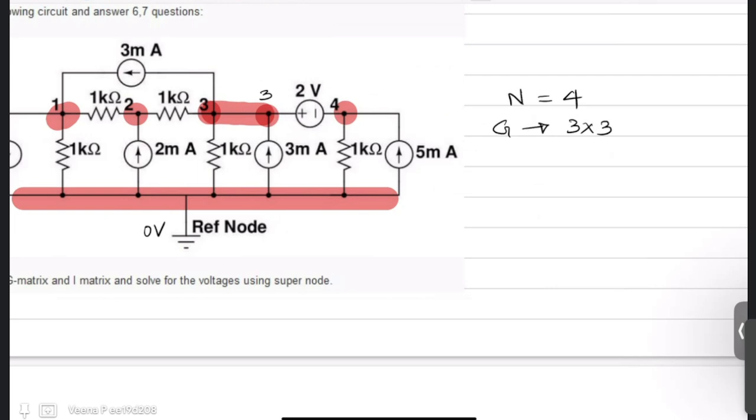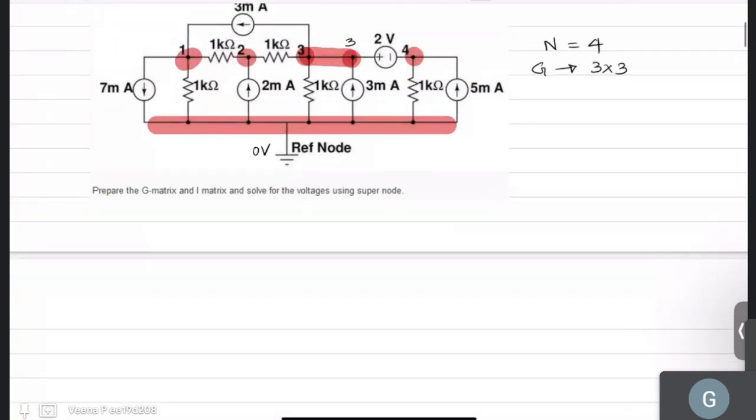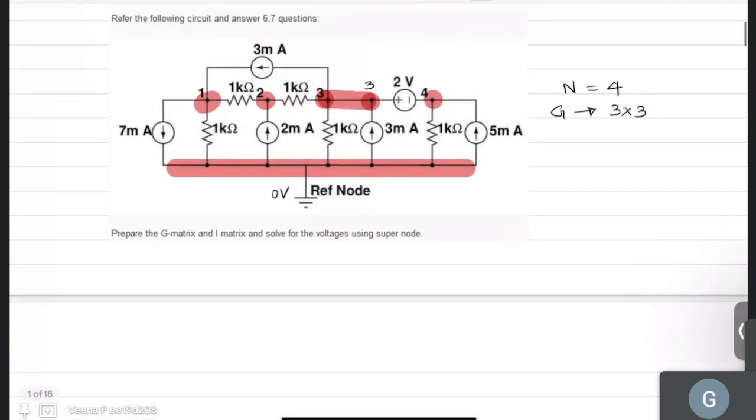Then only the inverse exists. So the matrix should be square, as well as its determinant should be non-zero. Then only the inverse will exist. So now let us write the nodal equations for the given circuit.